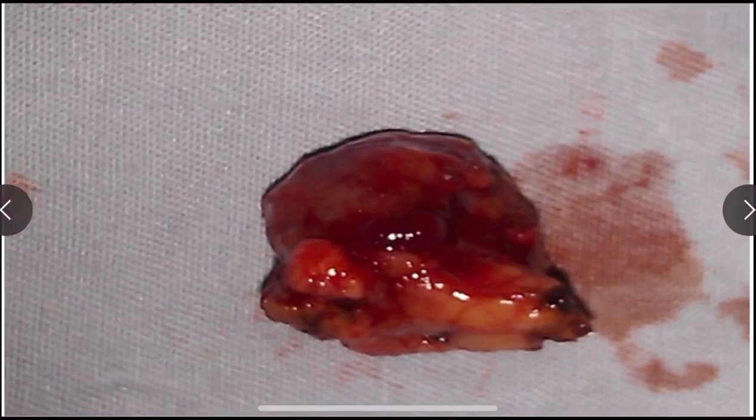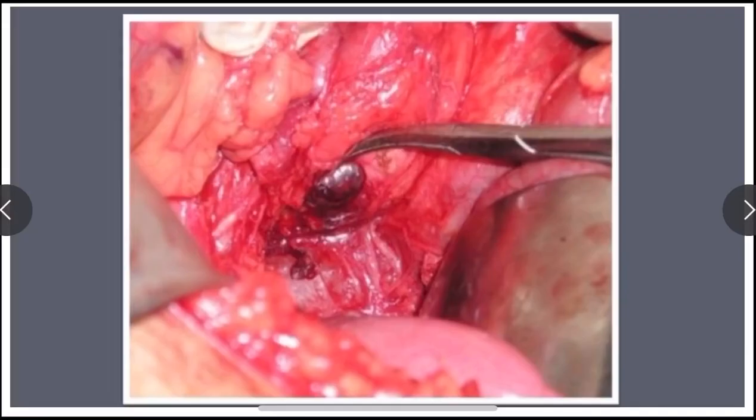Now this is our surgically resected insulinoma. It is a real case of insulinoma, just resected surgically. Okay, so you can see it will look like this. Now if you perform the surgery and look for the insulinoma, it will look like this. Okay, so that's all about insulinoma.